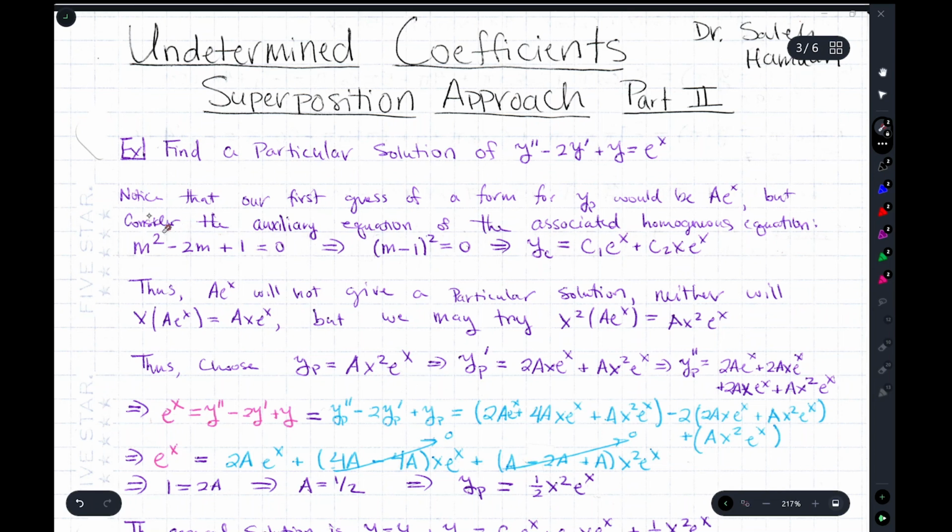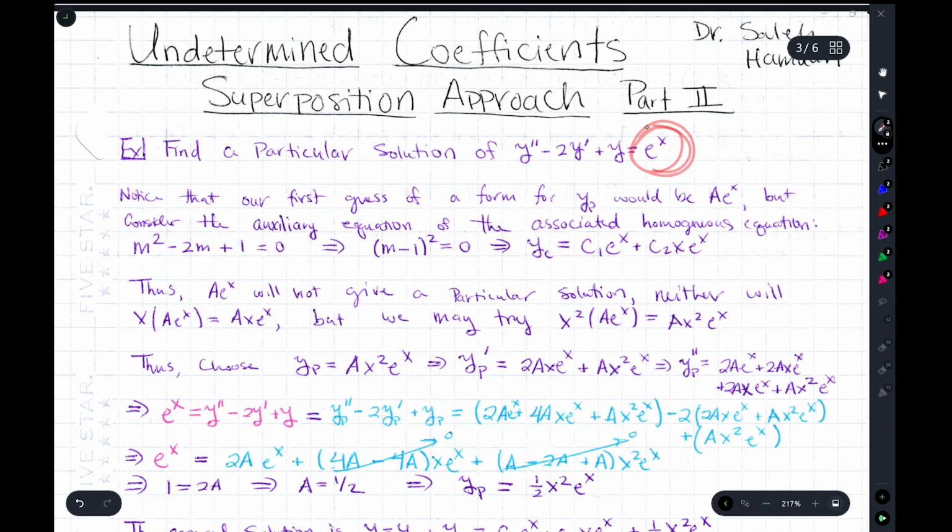Okay, so we have this differential equation here, and it has this auxiliary equation, m squared minus 2m plus 1. This has repeated root, m minus 1 squared. So our complementary function is what you see here.